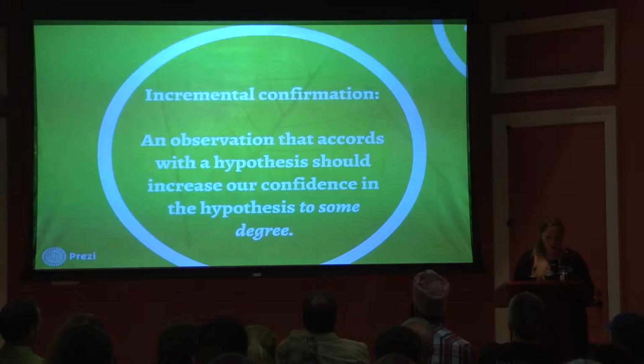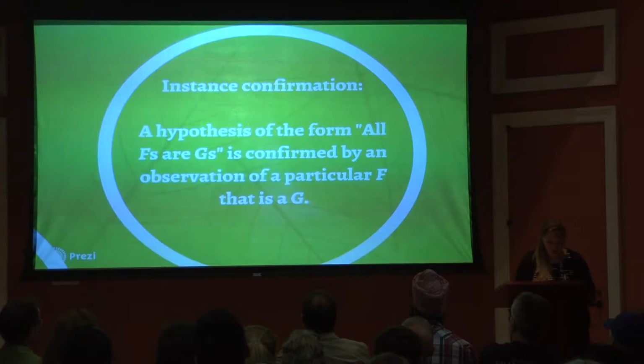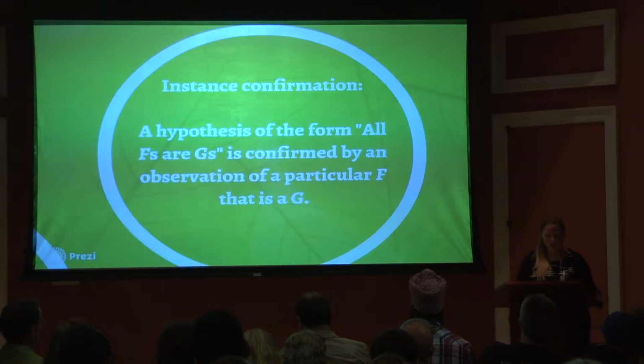So the first of the claims that gives rise to this paradox is the idea that when you have a general hypothesis of the form all F's are G's, finding a particular F that is a G is some evidence in favor of that hypothesis. We can call this instance confirmation. Lots of hypotheses take this general form. Your hypothesis might be that all reptiles are cold-blooded, or that all metals conduct electricity, or that all Pikachu are yellow, if you're playing as much Pokemon Go as I am.